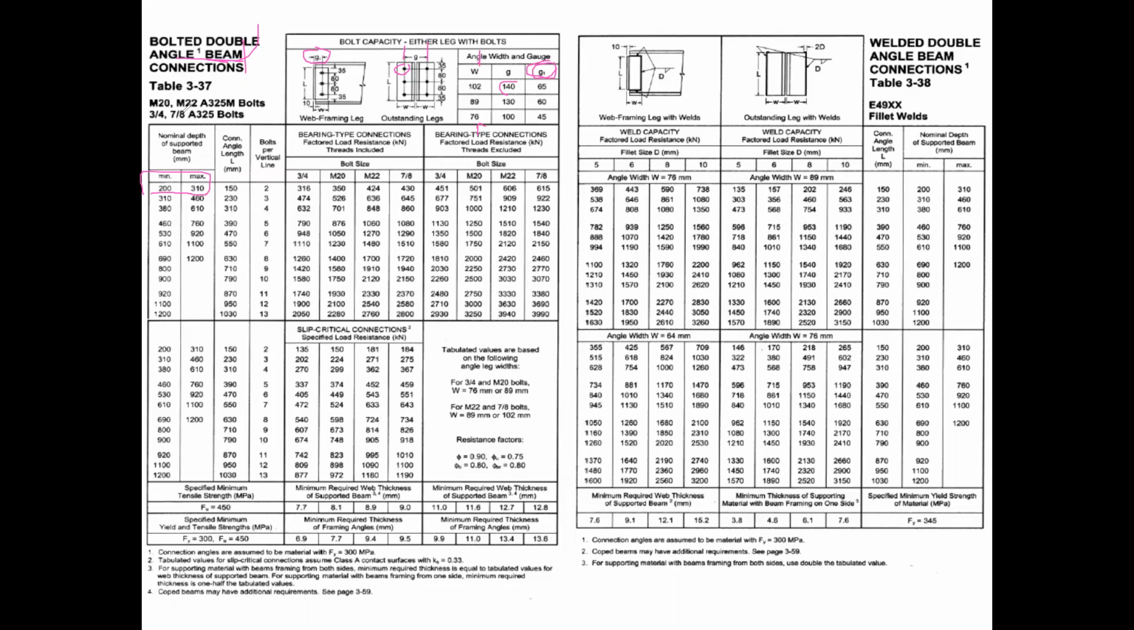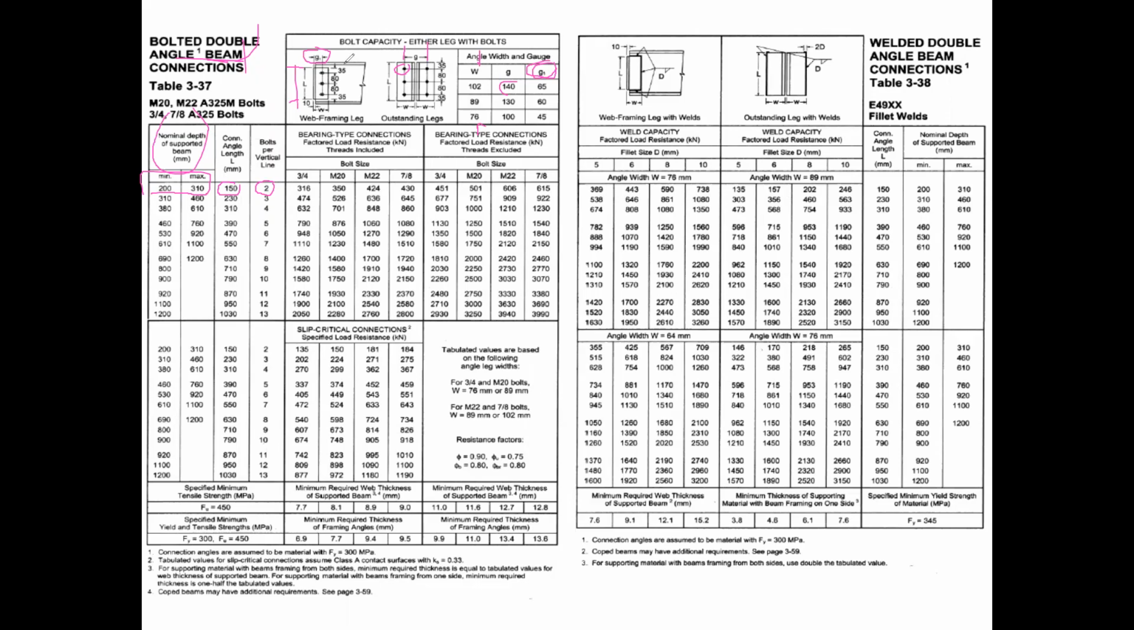So it tells you the beam size, the nominal depth of the beam size. And once you have this range, L is going to be the length of this angle here. Some people like to call these clip angles, and some people like to call them angles. I just call them angles. When you have a beam that varies from 8 inches to 12 inches, the angle length would be 6 inches, and in there you would put a maximum of 2 bolts in a vertical line.